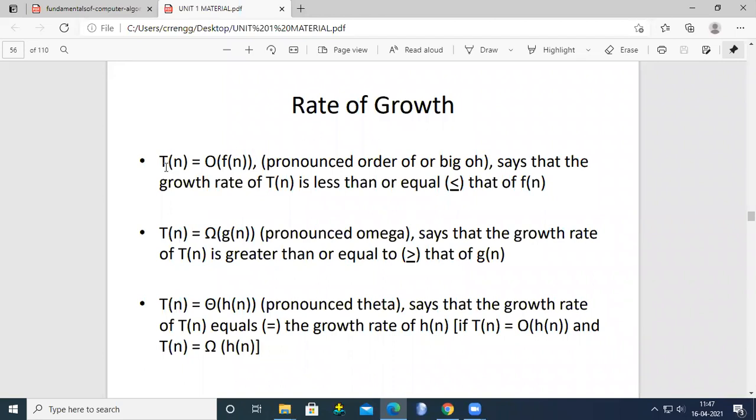Suppose T of n is equal to big O of f of n, pronounced order of big O. We are saying this as big O. It says that the growth rate of T of n is less than or equal to that of f of n. So T of n is the time complexity, and it should be less than or equal to the function f of n in the case of big O notation.